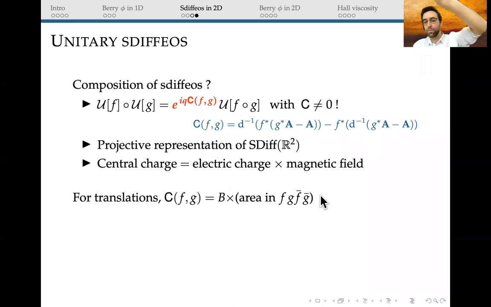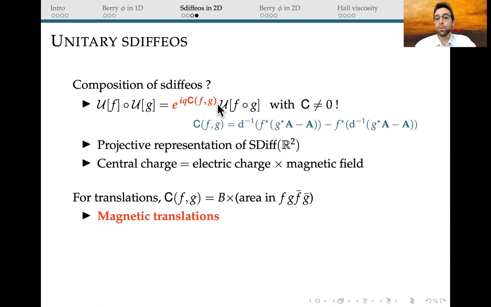And again, if you are a bit experienced with the quantum Hall effect, you may recognize this as something very standard. Namely, this is exactly what happens for magnetic translations. Indeed, magnetic translations are exactly those translations here with a non-zero extension. And so what we find is that we have just extended magnetic translations in a sort of sweeping general way.